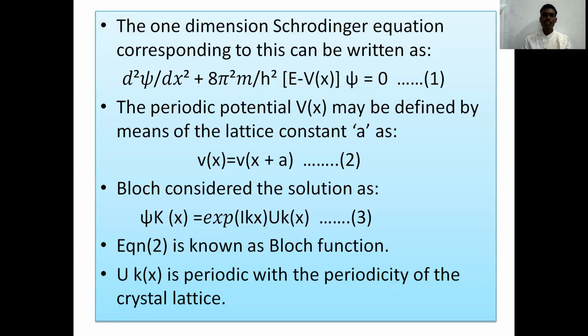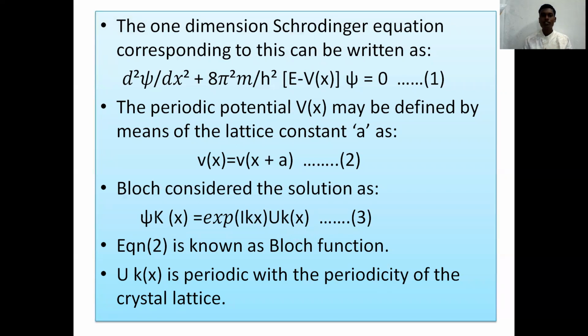Next, the one-dimensional Schrodinger equation corresponding to this can be written as d squared psi by dx squared plus 8 pi squared m divided by h squared into (E minus V of x) into psi is equal to 0. This is one form of Schrodinger's equation, and this is the base equation by which we will derive Bloch's theorem. Let us consider this as equation 1.